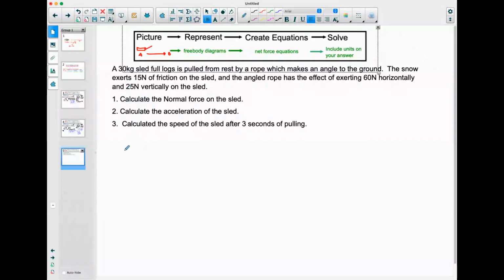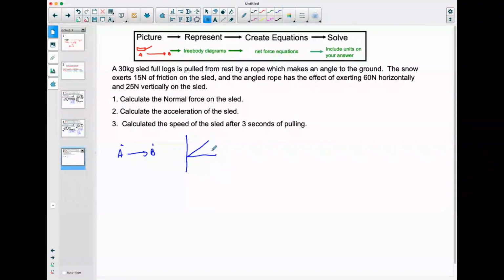We would picture the sled again, going from point A to point B. And then we would represent with a velocity time graph. So it starts from rest and speeds up, velocity, time. And then we would write the equation of the line. This is y equals mx plus b form.